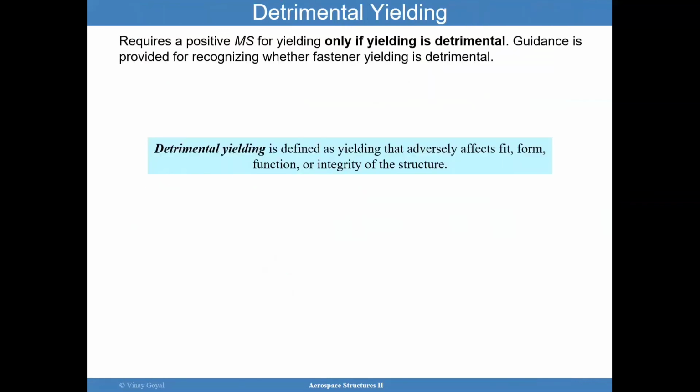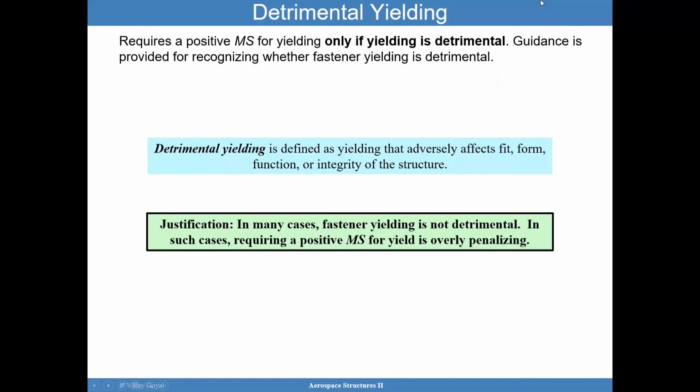Detrimental yielding also should be guarded against, and you can determine that by making sure you're not affecting fit, form, and function or integrity of the hardware. And in many cases, fastener yielding is not a problem.